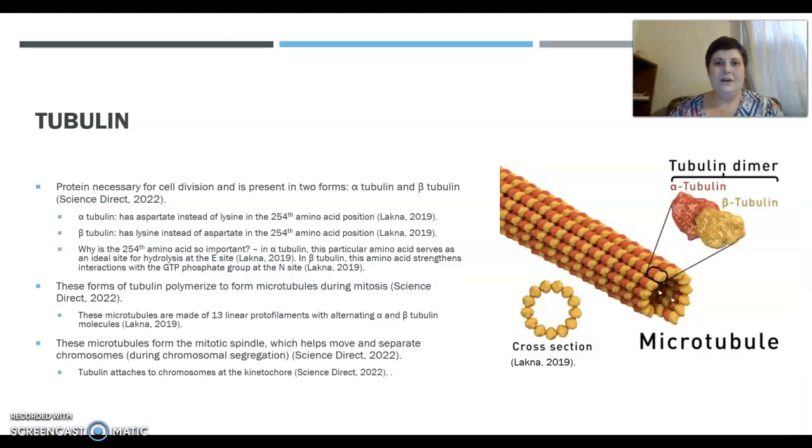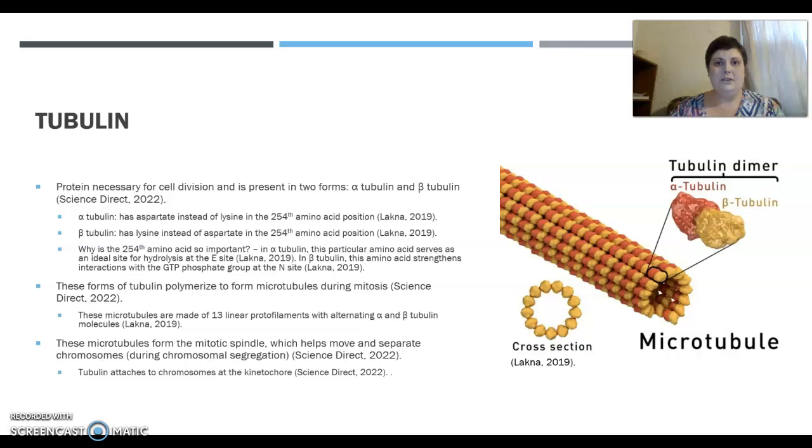First, let's start off our exploration this week with tubulin. Tubulin is a protein that's critical to cell division, and it's present in two forms, alpha tubulin and beta tubulin. Now, each of these forms of tubulin has a slightly different structure, and it does something slightly different. So alpha tubulin has an aspartate instead of a lysine in the 254th amino acid position. Beta tubulin has a lysine instead of an aspartate in the 254th amino acid position.